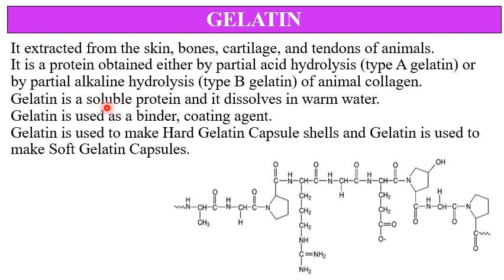Gelatin is a soluble protein and it dissolves in warm water. Gelatin is used as a main component for making hard gelatin capsule shells. It is also used as a binder and coating agent in pharmaceutical formulations. Gelatin is used to make hard gelatin capsules, and also soft gelatin capsules. So mainly gelatin is used to make the capsule shells, either the hard gelatin capsule or the ribbon of the soft gelatin capsule. This is the basic structure of gelatin. It is a protein. Then coming to the problems with gelatin.